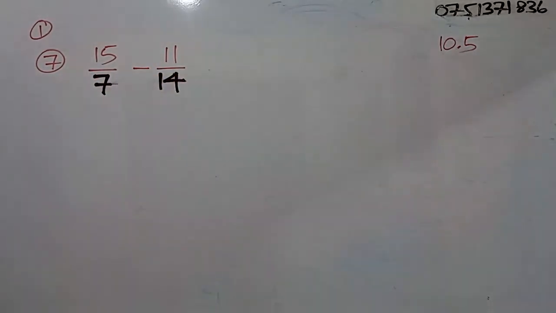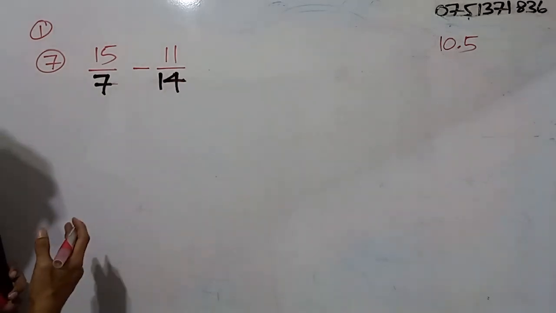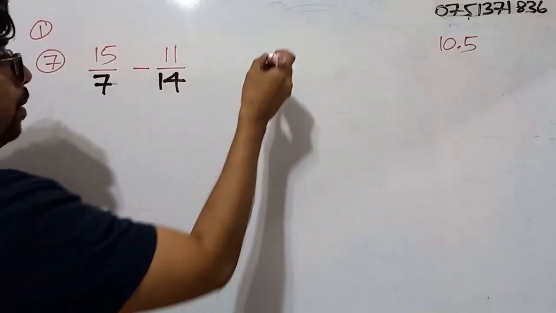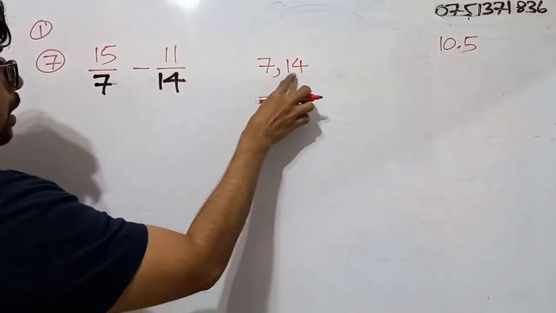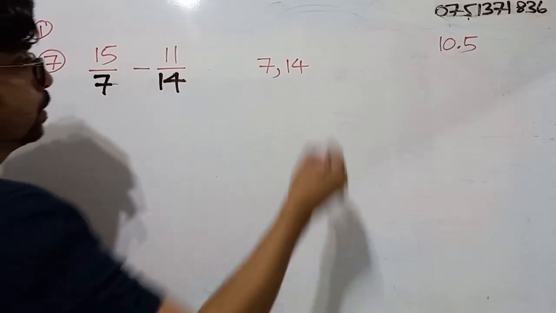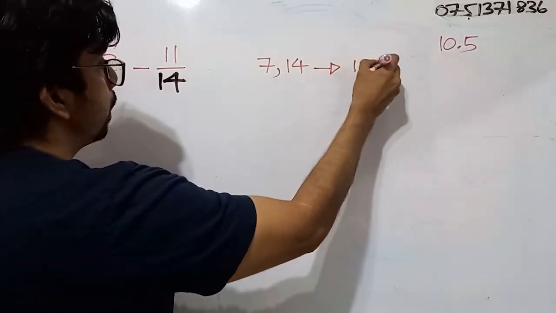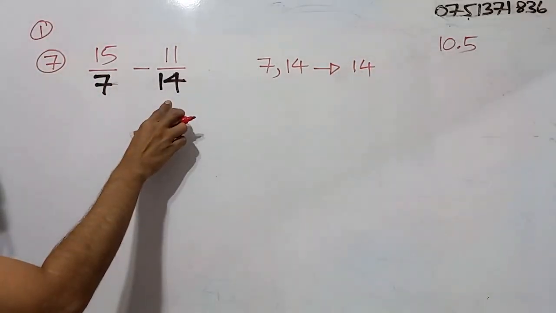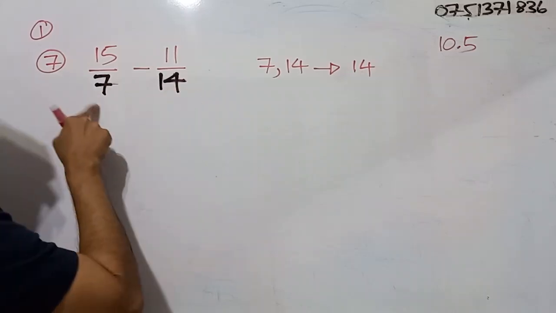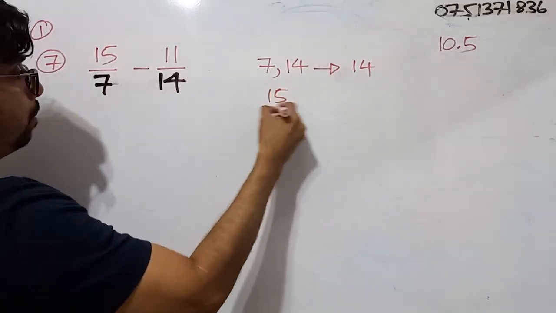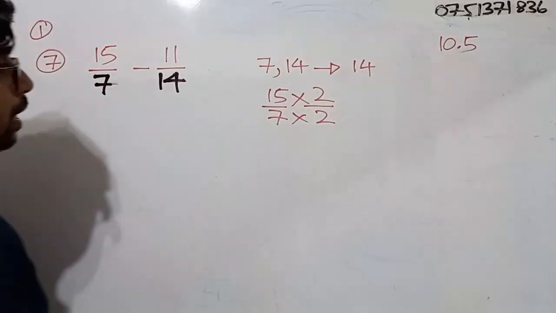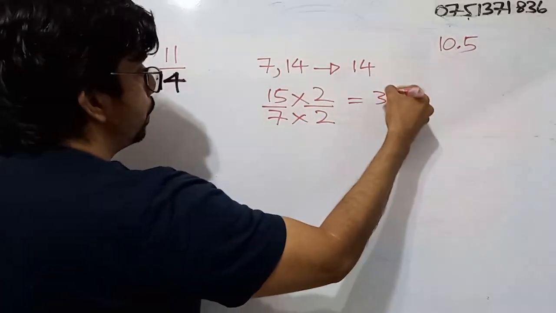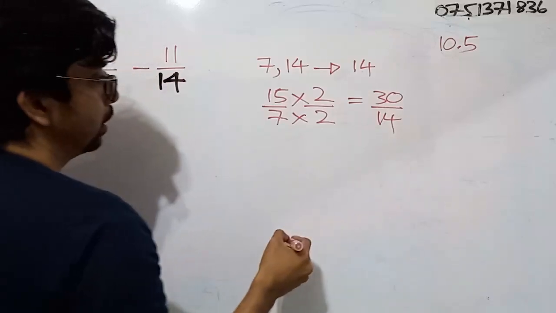The next one also we have two fractions where the denominators are different. One has a denominator of 7 and the other one has a denominator of 14. So we have to consider the least common denominator, right? The denominators are 7 and 14. So the LCM is what? 14. We don't have to do any conversions for this fraction, but for 15 by 7, we will have to multiply both numerator and the denominator by 2. So this becomes what? 13 by 14.